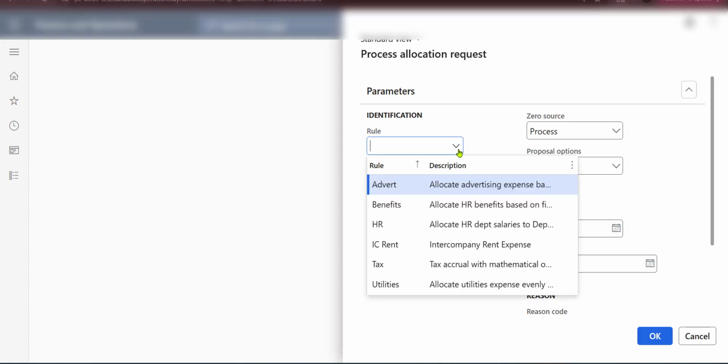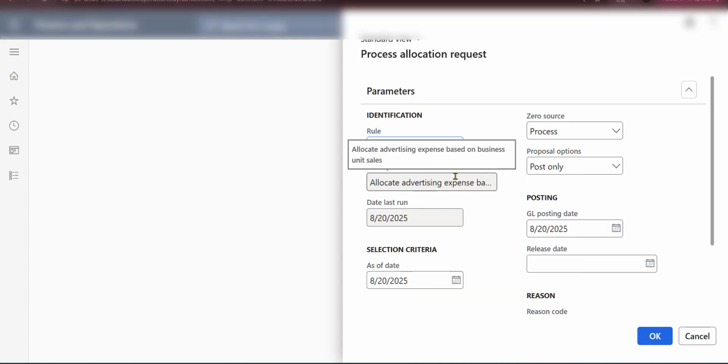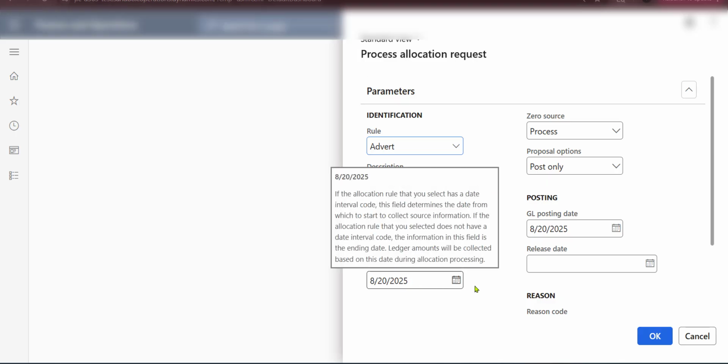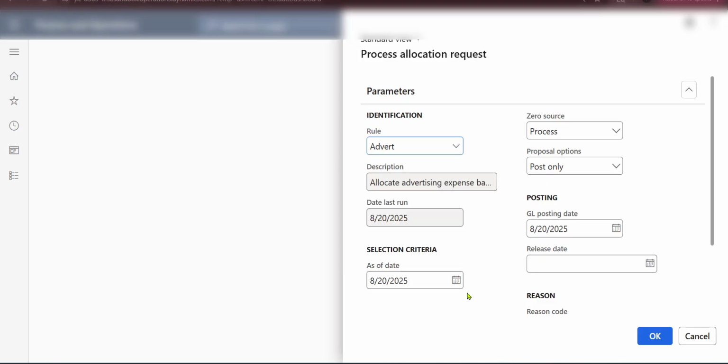And from here, first select the rule. I want to use this allocate advertising expense rule and define as of which date. So within this date, the system will go find the balance of this advertising main account by this date to allocate out. And this will also be your allocation journal transactional date or accounting posting date.